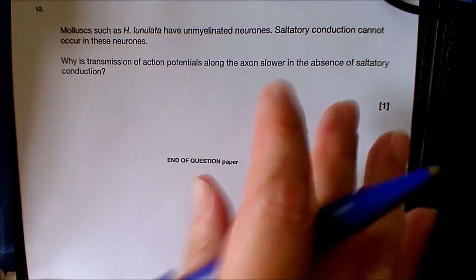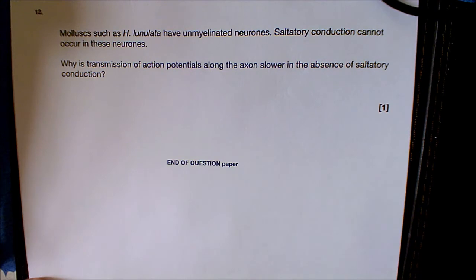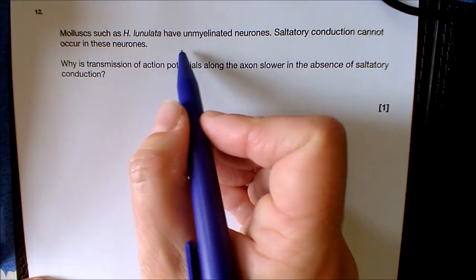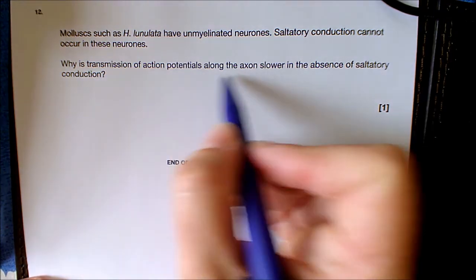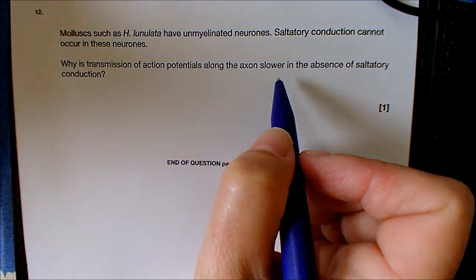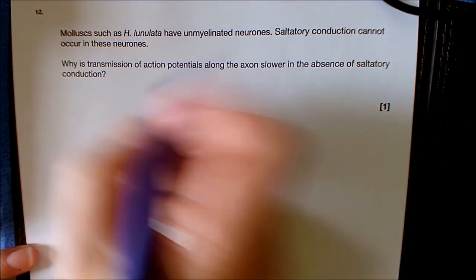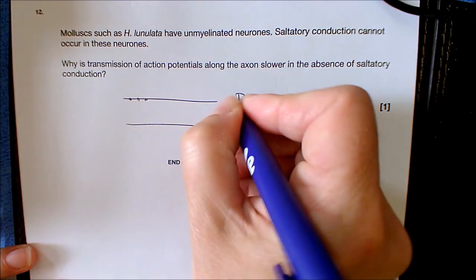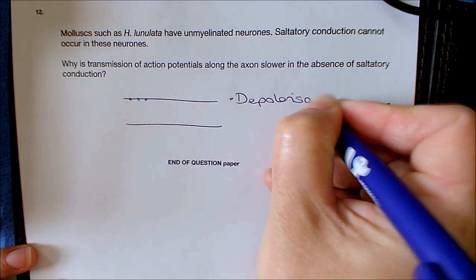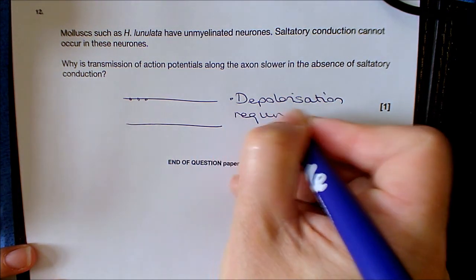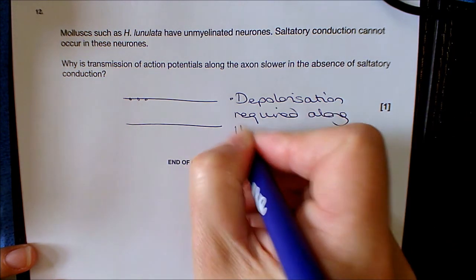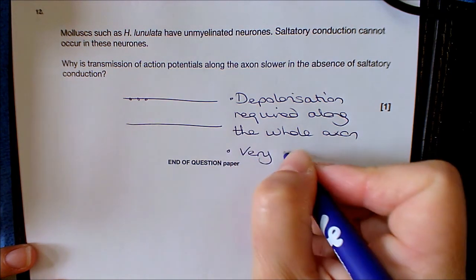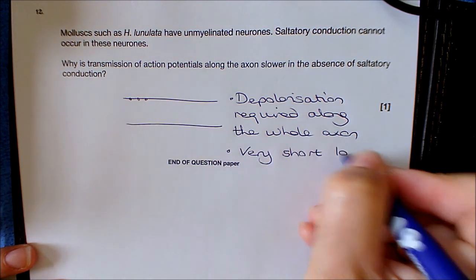Okay, last question. Mollusks such as H. lunulata have unmyelinated neurons. Saltatory conduction cannot occur in these neurons. Why is transmission of action potentials along the axon slower in the absence of saltatory conduction? Just as we've done in the last question, it means that we have to have depolarization along the whole axon. It means that we have very short local circuits.